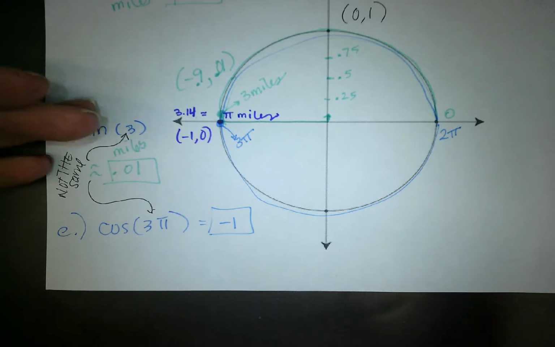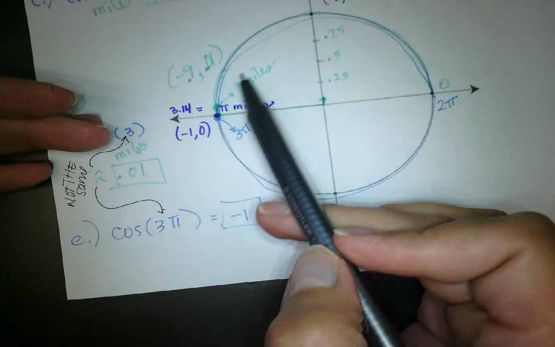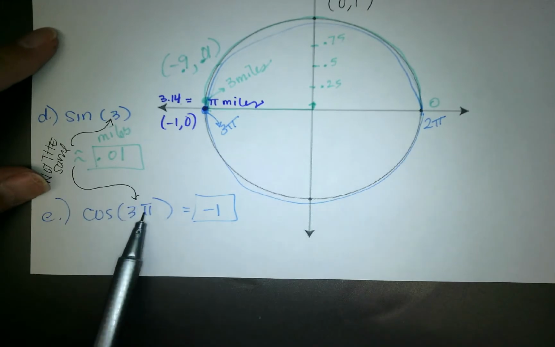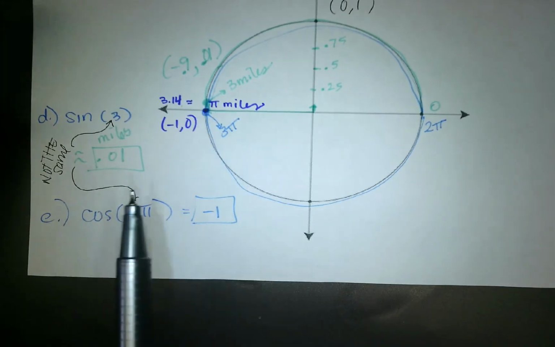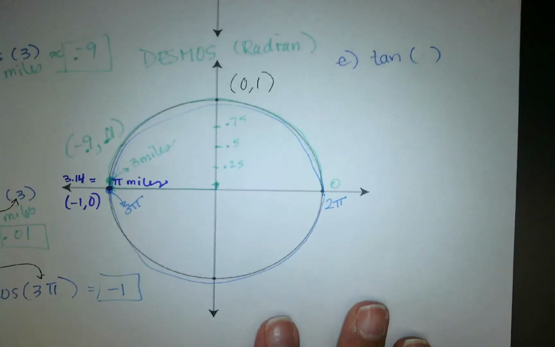One's an approximation, that's 3 miles, and we're going to have to approximate on the unit circle. And the other one is exact. 3 pi, that's exactly at that pi spot. Okay, so I want you to be careful of that.